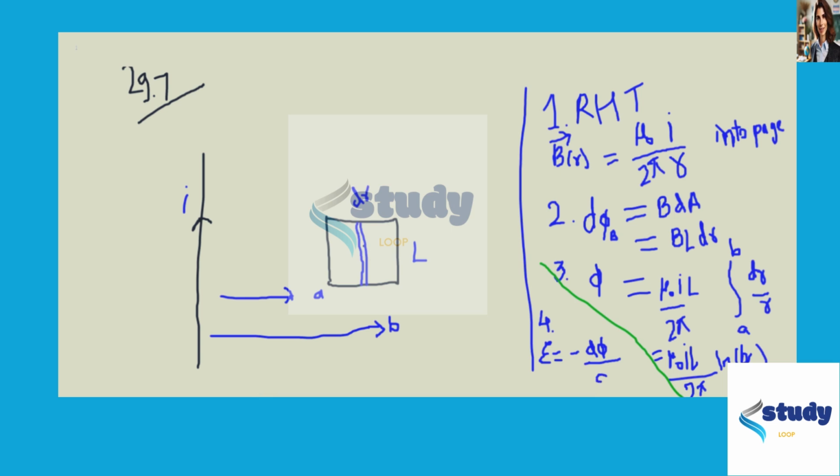And minus d phi over dt. So induced EMF is minus d phi over dt, and if I apply it, I would see all of these are constant. So it would basically be mu naught L over 2 pi ln b over a and di over dt. That's how you can plug in all the numbers and get the induced EMF.